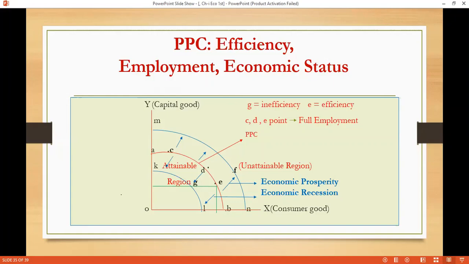So hope you have understood what PPC is, what outside PPC is, what inside PPC is, what an inefficient point is, and which one is an efficient point. Here A, C, D, E, B are full employment points because all resources are fully employed. That's why the combination points of X and Y goods are at the boundary line. So PPC is sometimes called PPF, that is production possibility frontier. Frontier means the boundary.